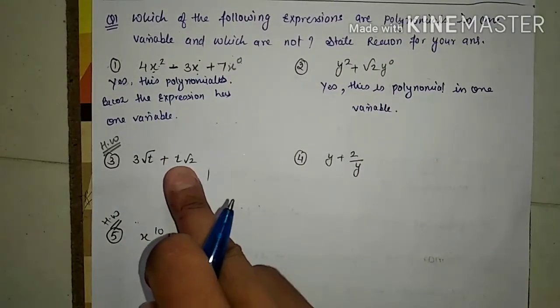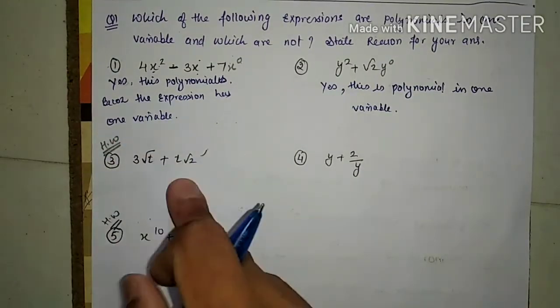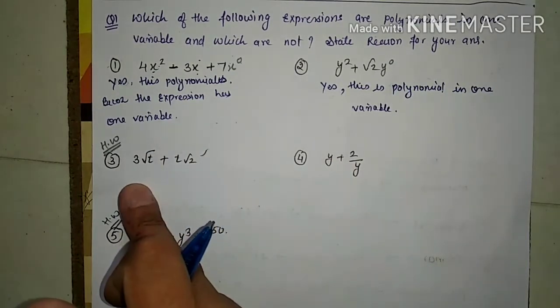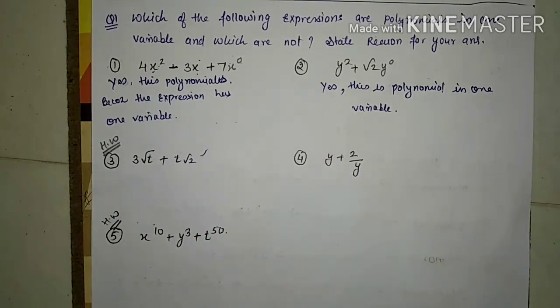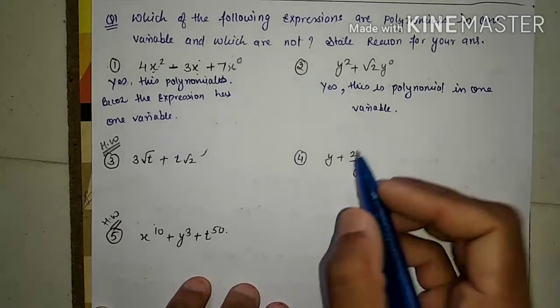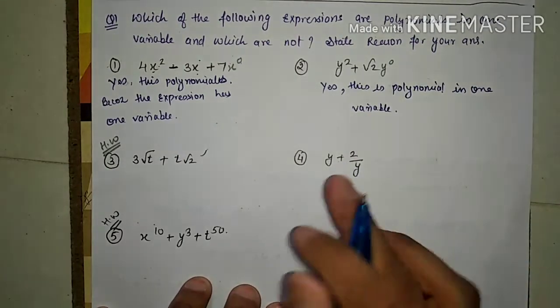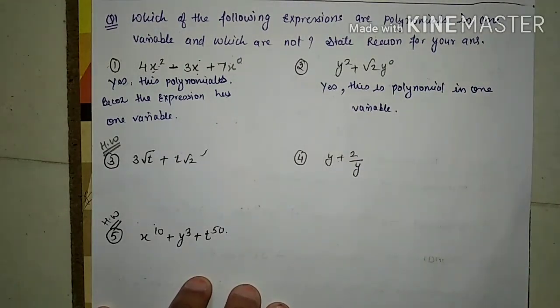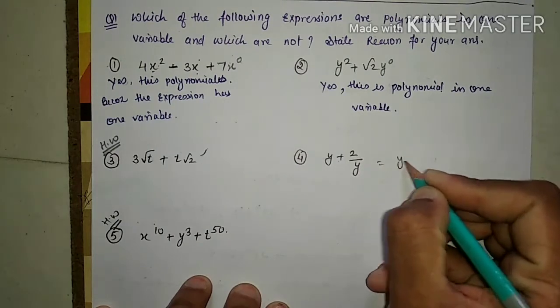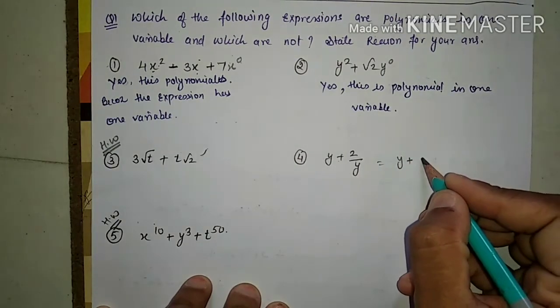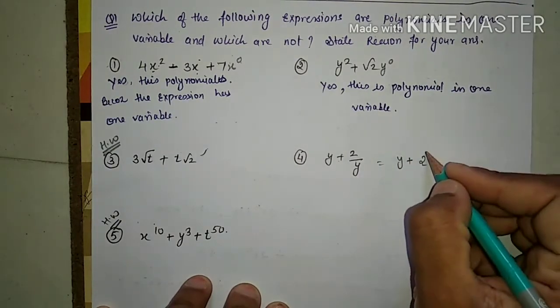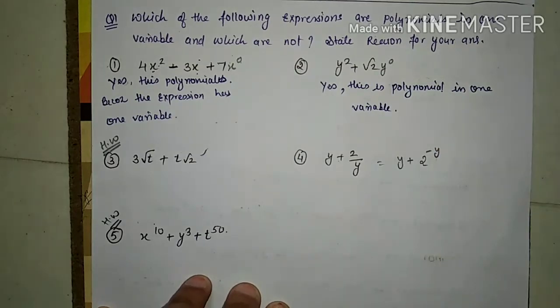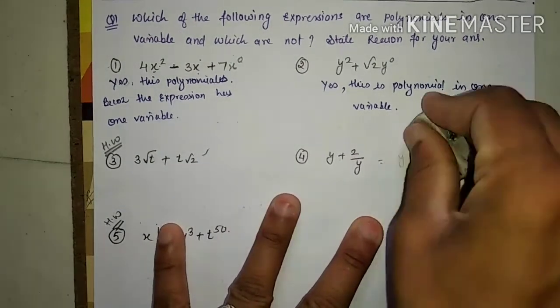3t plus t root 2. You have to write this answer. If I solve this, you will understand this question. So just see question number 4 properly. y plus 2 by y. You can see here, I can write this as y plus 2 to the power of minus y. Correct or not? Yes or no? Yes. So I can write like this, or I can write one more way.